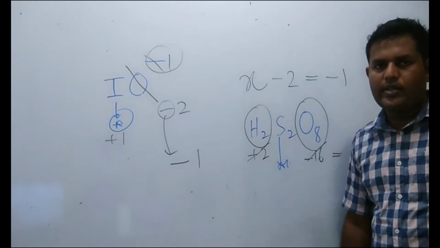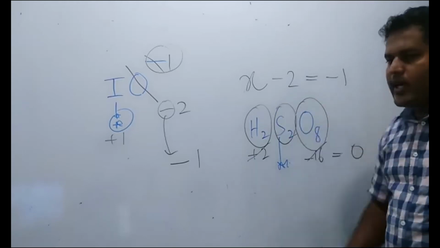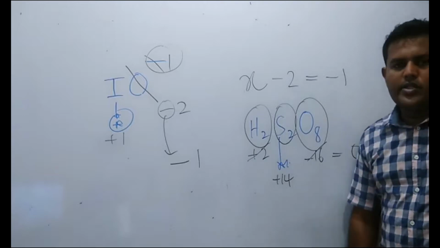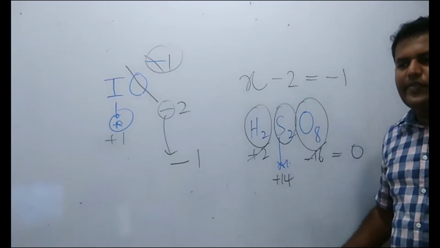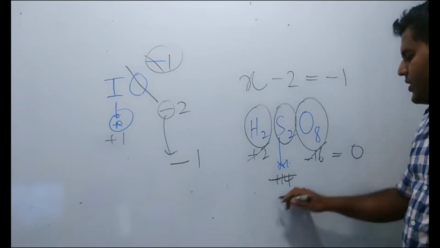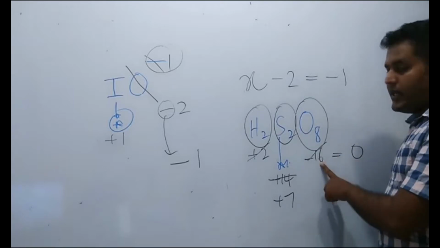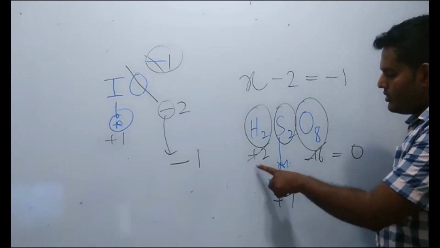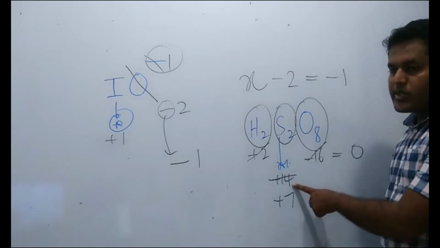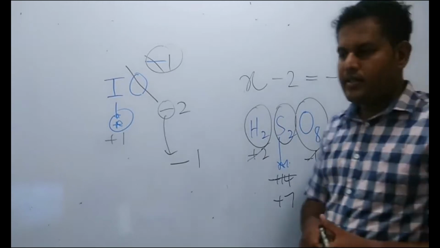Then what should be the oxidation number of these two sulfurs? Plus 14. Then what is the oxidation number of one sulfur? Plus 7. Eight times minus 2 is minus 16, plus 2 is minus 14. Then these two sulfurs should have plus 14. One sulfur is plus 7. That's it. Is it clear?